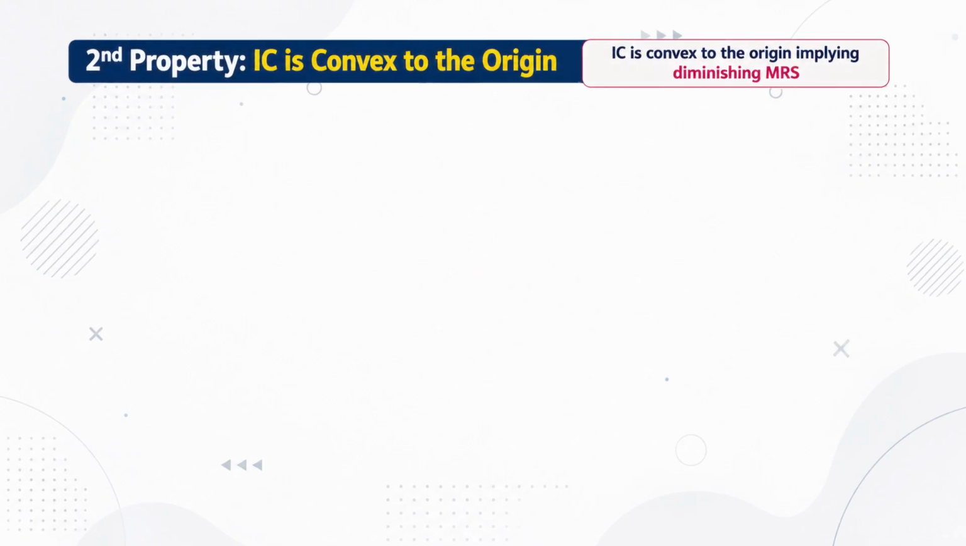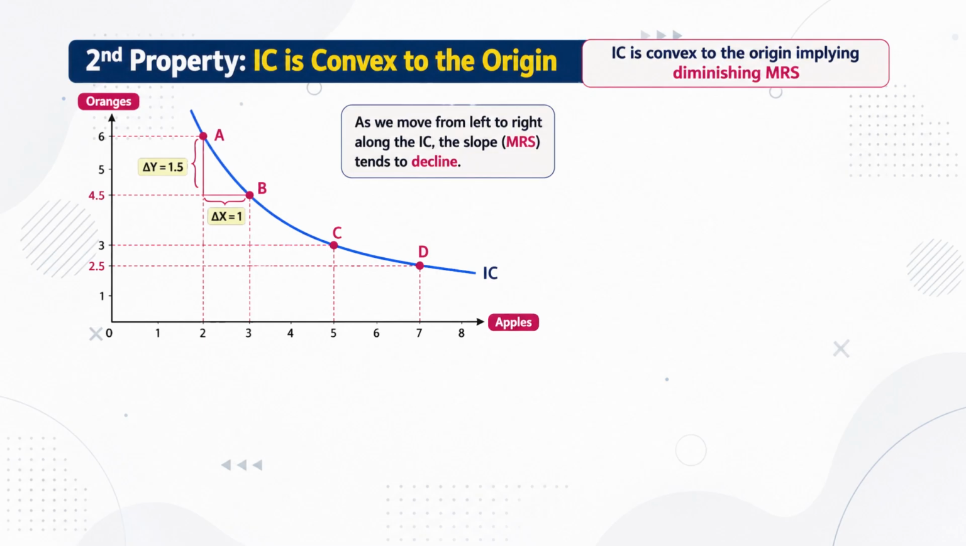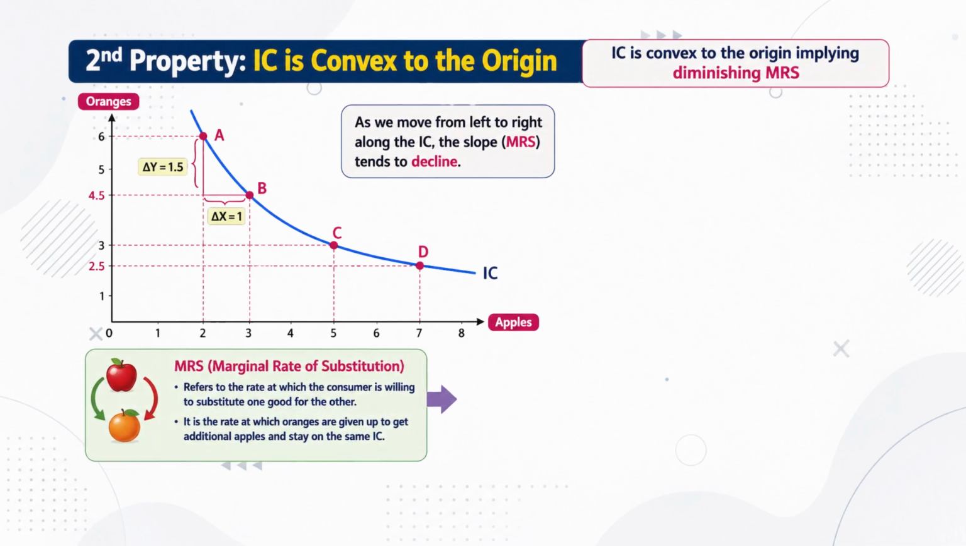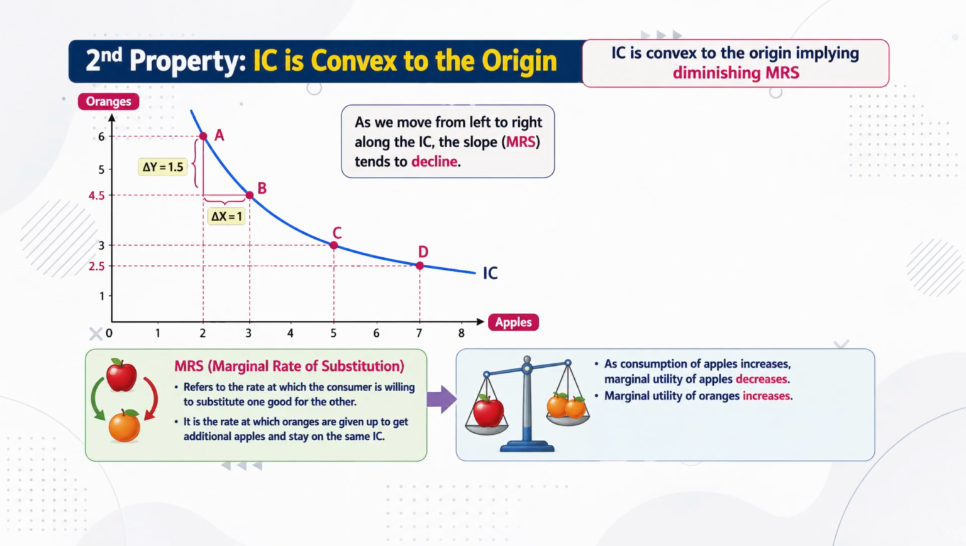Let us look at the second property of an indifference curve. An indifference curve is convex to the origin. This means that the slope of the indifference curve tends to decline as we move along the curve from left to right. The slope of an indifference curve is called the marginal rate of substitution, or MRS. MRS refers to the rate at which a consumer is willing to substitute one good for another, while maintaining the same level of satisfaction.